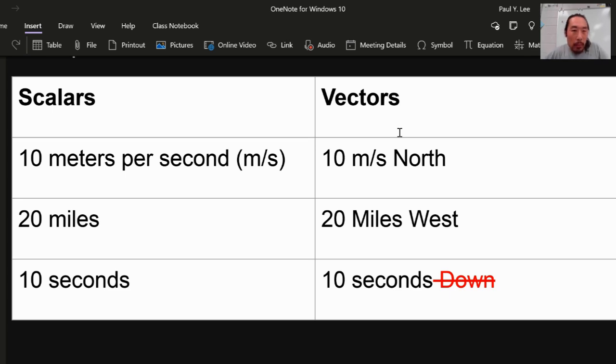And the very last example is my way of showing that not all scalars can be turned into vectors if you just add a direction. For stuff like time, 10 seconds, adding a direction doesn't make sense. Or something like temperature, like outside it's 98 degrees Fahrenheit, right? That wouldn't make any sense if we said 98 degrees Fahrenheit to the left. So having a direction makes it a vector, but only when it makes sense.